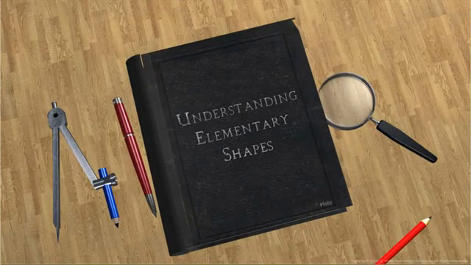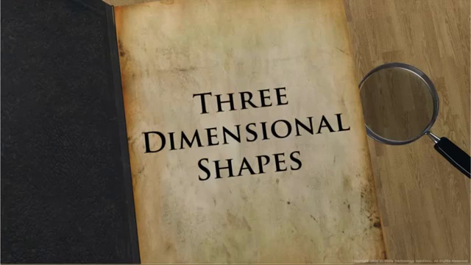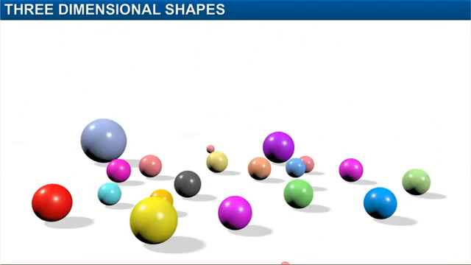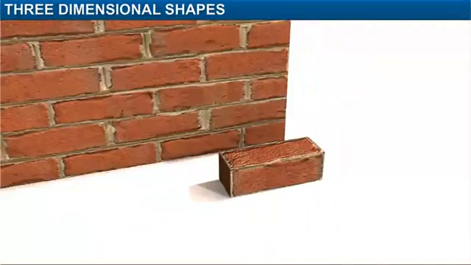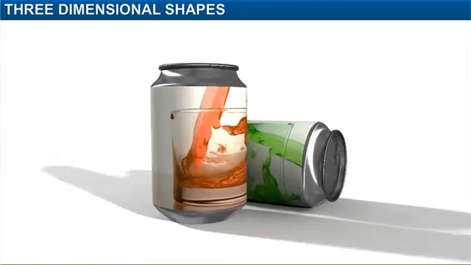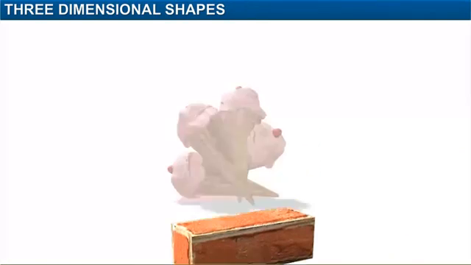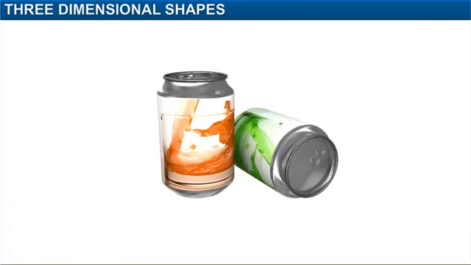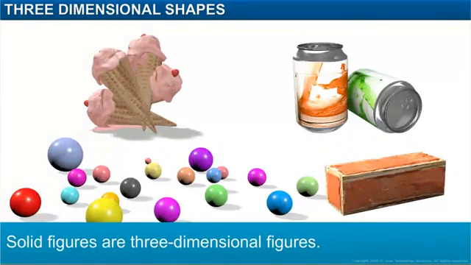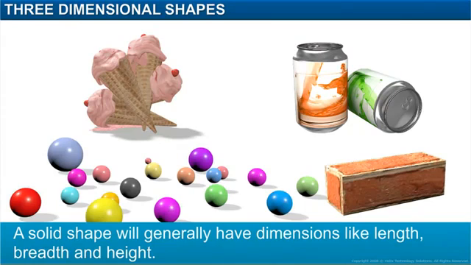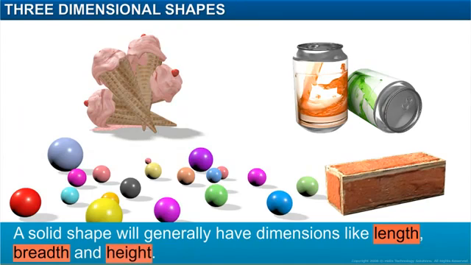In this module, you will learn about different three-dimensional shapes. Every day we come across various objects. For example, a ball, a brick, an ice cream cone, and a can. All these objects have a three-dimensional shape. A solid shape will generally have dimensions like length, breadth, and height.